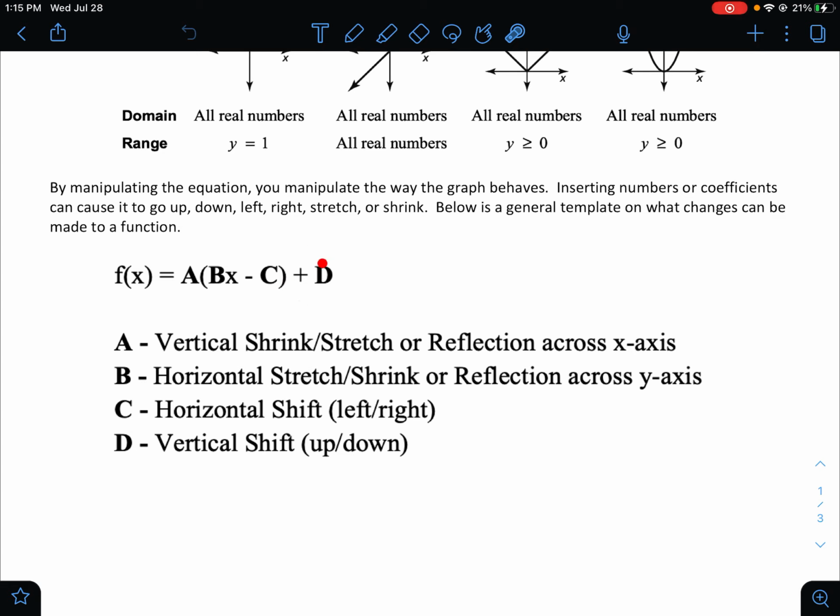And finally, D is your vertical shift up and down. This one doesn't have a negative there, so whatever it says is what it does. So if it is +4, it will go up 4. If it's -4, it will go down 4, just like you would think it would.